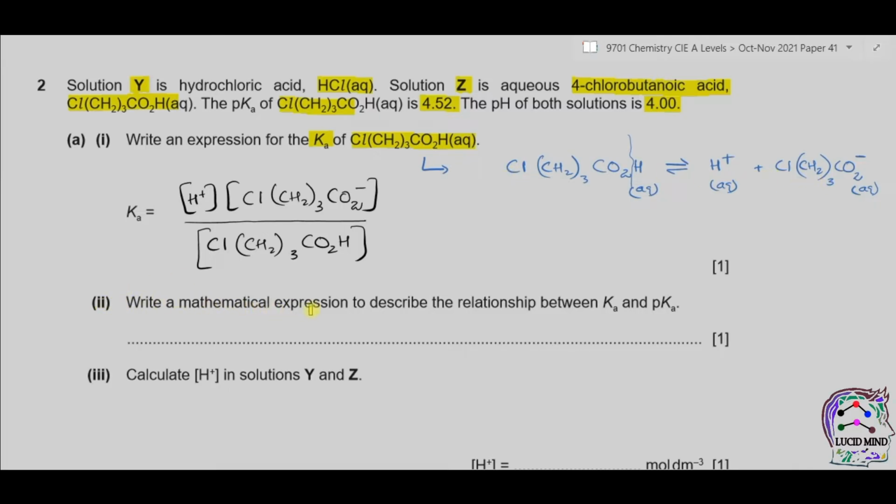Part 2. Write a mathematical expression to describe the relationship between Ka and pKa. We can convert Ka into pKa by using this formula. pKa is equal to negative log of Ka.